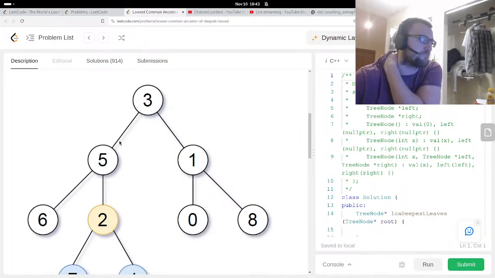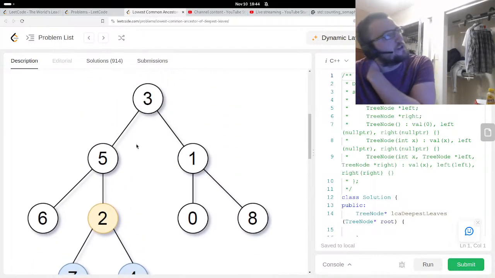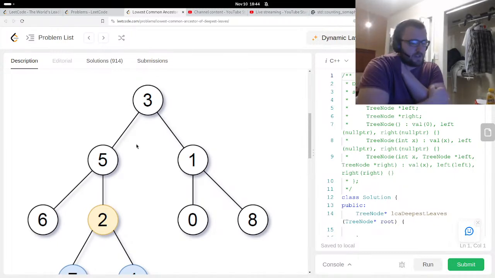The second pass, now you're finding the depth of the node, and comparing it to its children, the depth of the children, and is that right? That's kind of confusing.